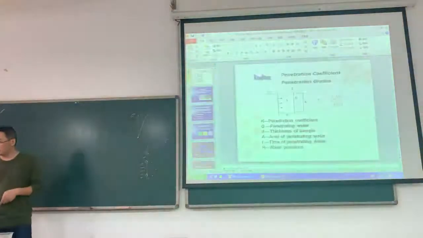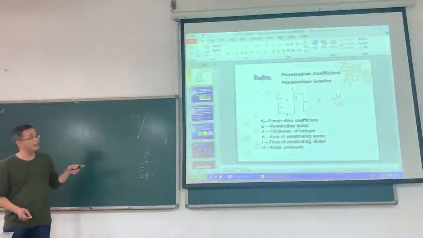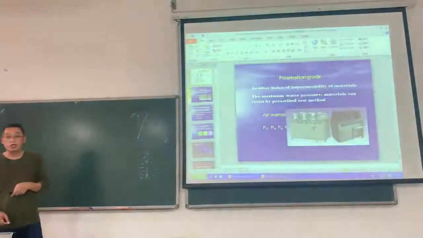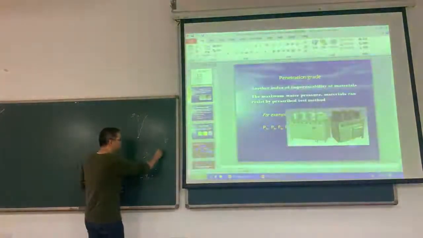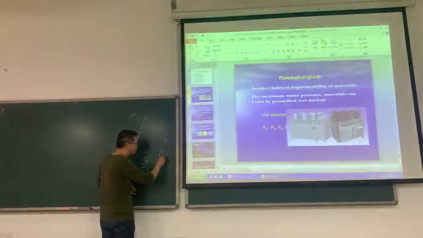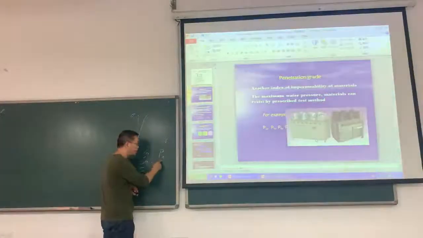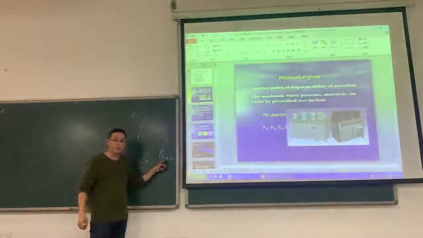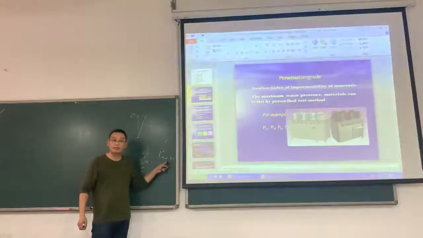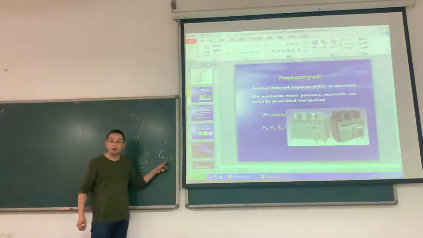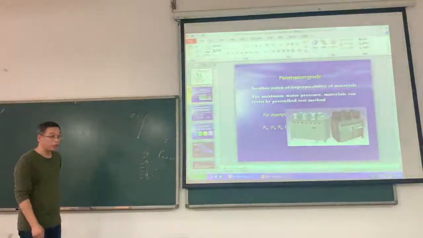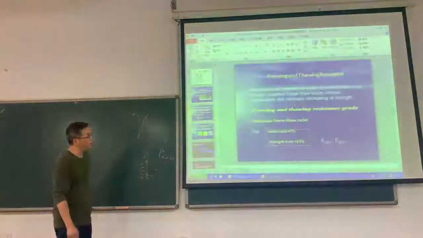And how to evaluate the impermeability? We need to get this penetration coefficient or penetration degrees. This is the penetration grade, and maybe this is the number, such as 2, 4, 6, and so on. What does this number mean? It refers to the water pressure. So this is how to evaluate the impermeability.